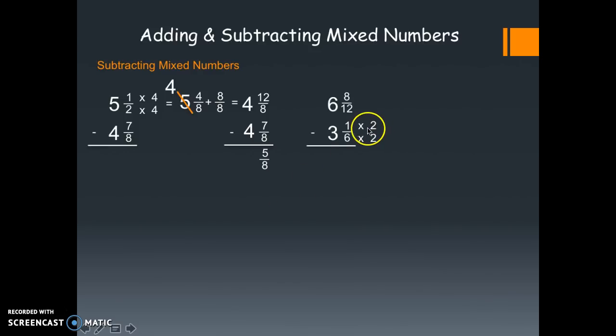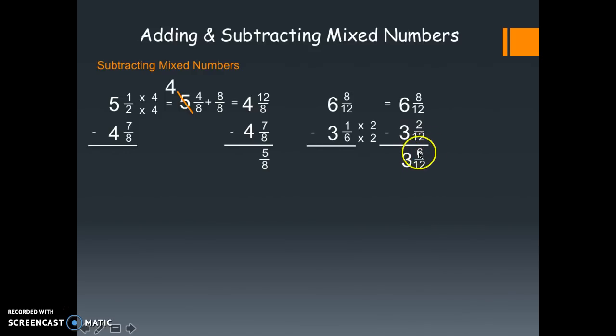So look at this one. 6 goes into 12, so I'm going to have a common denominator of 12 by multiplying top and bottom by 2. So now I have 6 and 8/12 minus 3 and 2/12. In this situation, I am able to do 8 minus 2, so I don't need to borrow. So 8 minus 2 is 6/12. 6 minus 3 is 3.